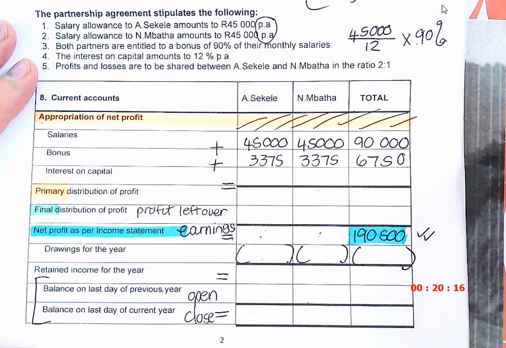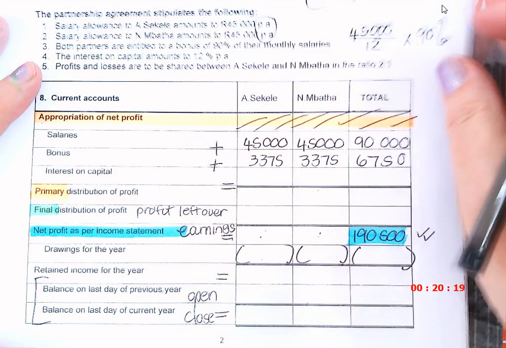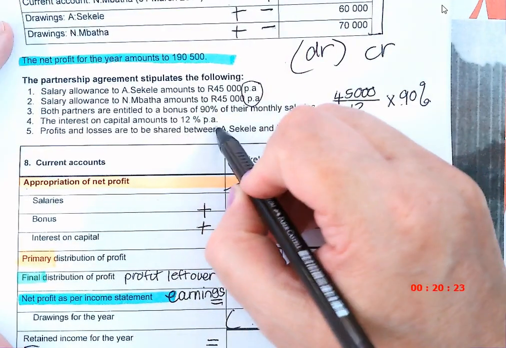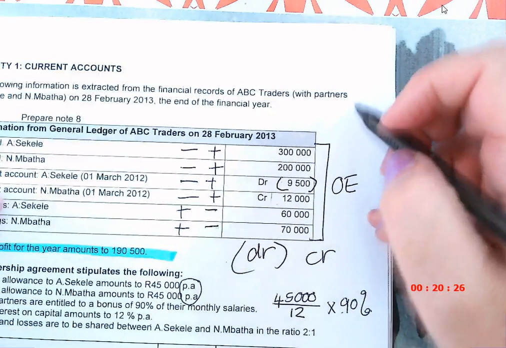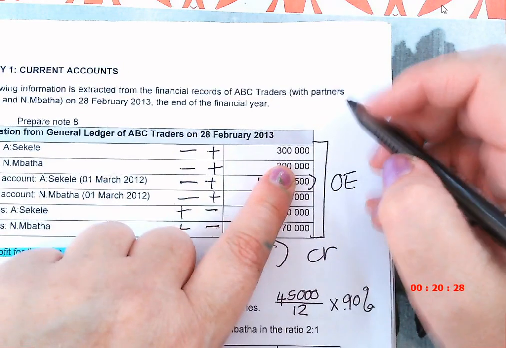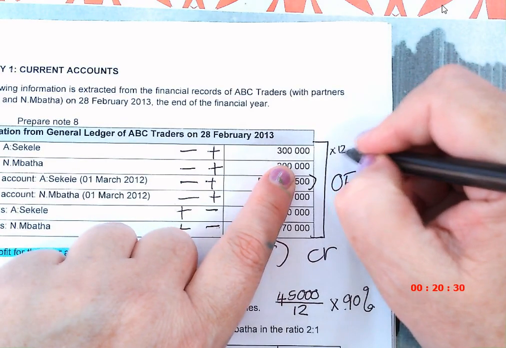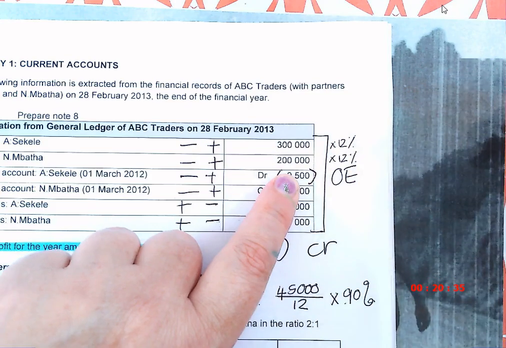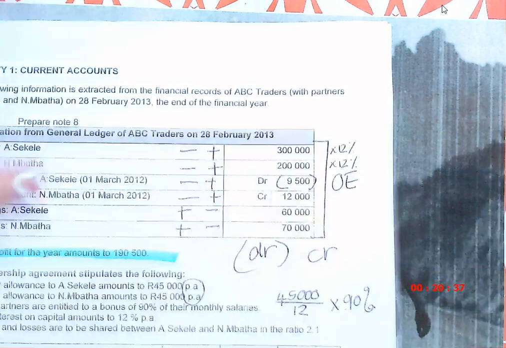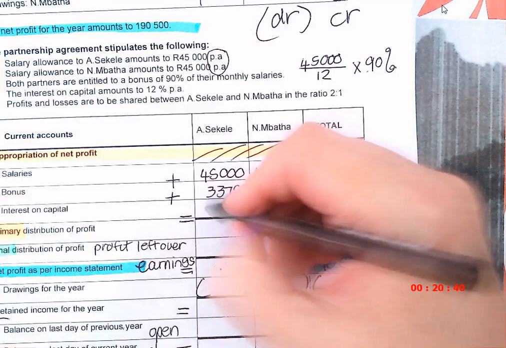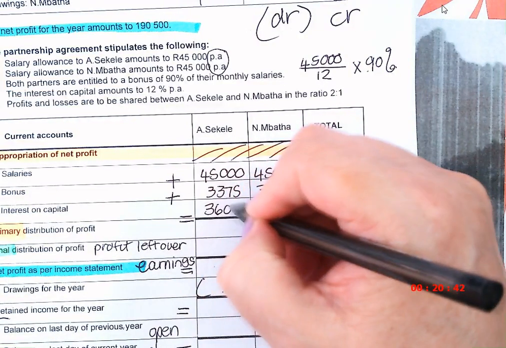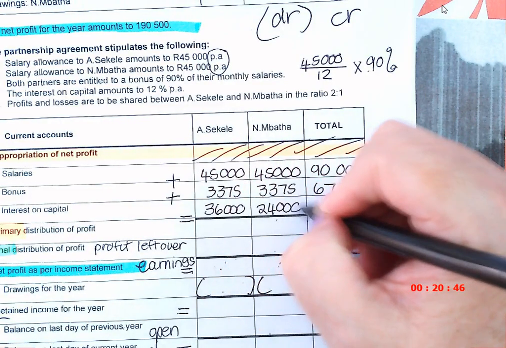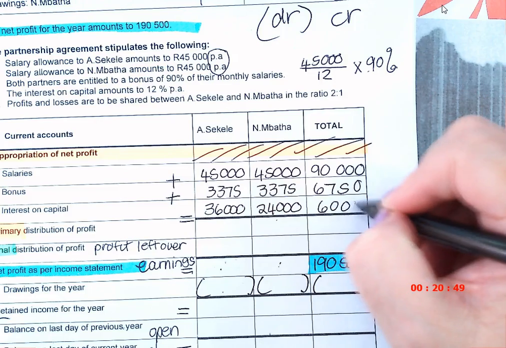Interest on capital. Now let's look at the capital. They say 12% interest per annum. So there's their capital. So I'm going to say 300,000 times 12%, 200,000 times 12%. You see? So this is going to be 36 and 24. And it works out 60. Everybody still with me?